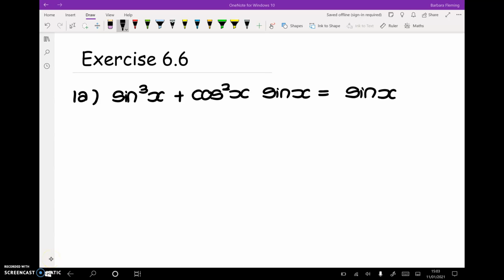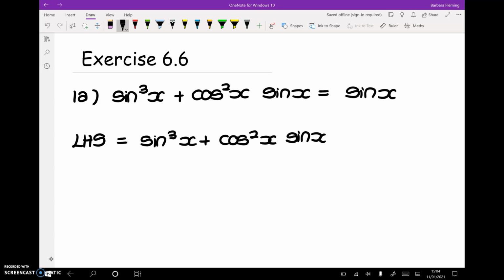In this video, we're going to look at trigonometric identities, revision of National 5 trig identities, and we're proving the following. So the way we set this out is very specific for proofs. So we look at the left-hand side, LHS, equals sine cubed x plus cos squared x sine x. And we're going to do some work and hopefully end up with sine x as our answer.